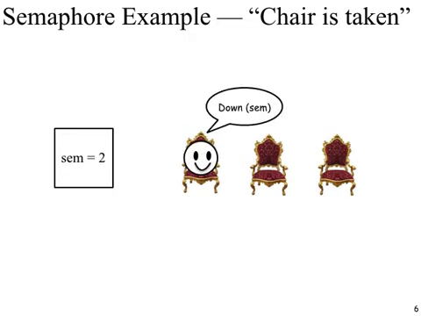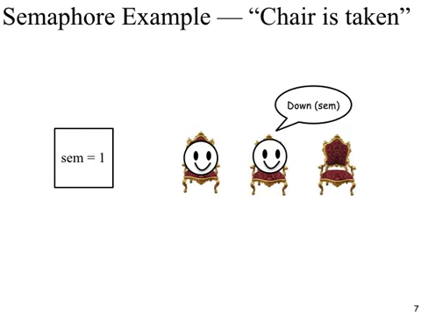When the first person occupies a chair, he performs a down operation on the semaphore. As a result of the down operation, the value of the semaphore is decremented from 3 to 2. If the next person comes in, there are still 2 free chairs. So the next person performs a down on the semaphore. Before you take the chair, you perform a down. If down succeeds, you take the chair. So the semaphore value is again decremented to 1.